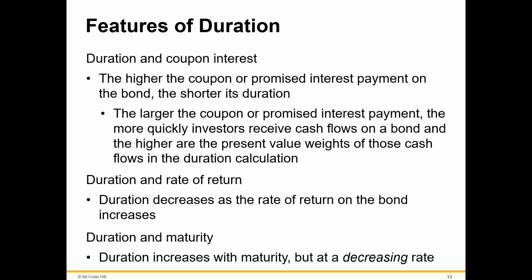Now, duration and rate of return was the relationship. Duration decreases as the rate of return of the bond increases. Pretty much saying the same about the coupon. But this also includes capital gains, etc. Duration and maturity. Duration increases with maturity, but at a decreasing rate. So it's not a straight line relationship.